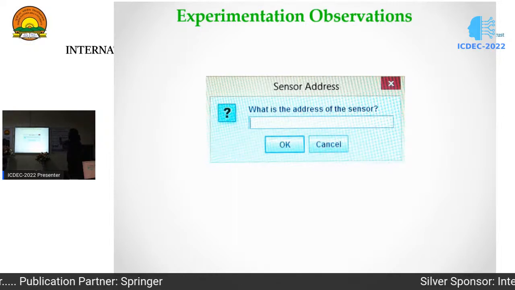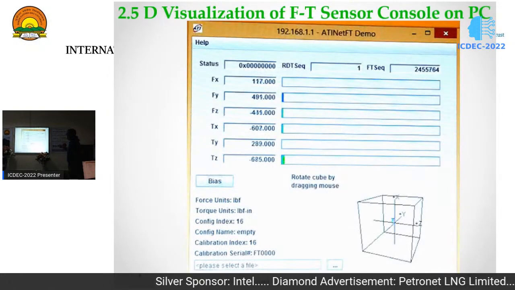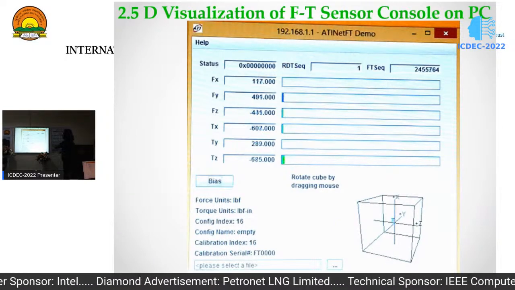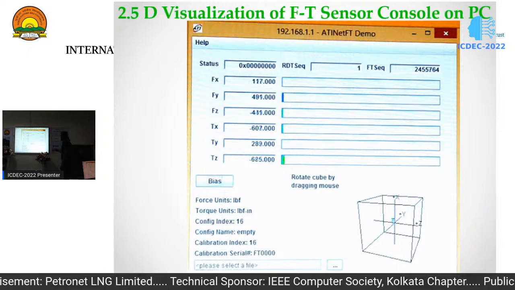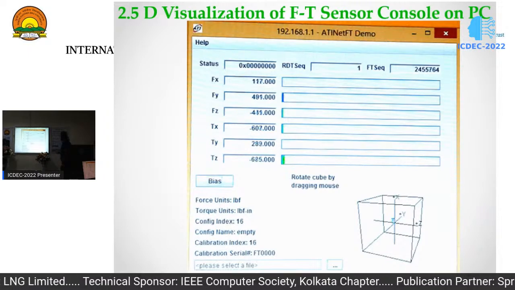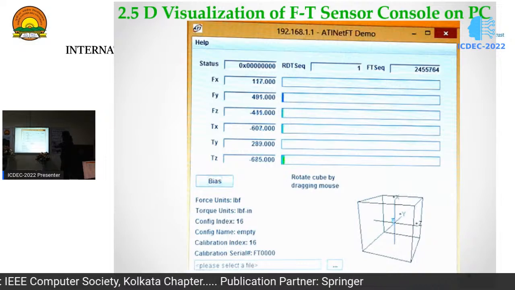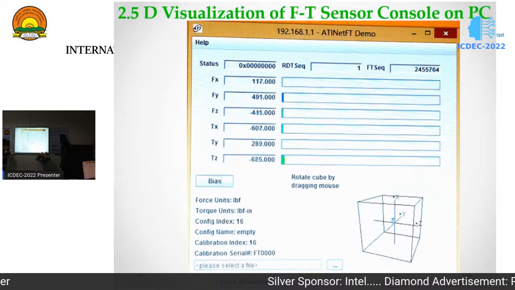Sir, 192.168.1.1, that you will have to put. After that, this is called the 3D visualization of the F/T sensor console. Sir, this is the experiment. Are you able to see FX, FY, FZ, TX, TY, TZ over there? And this is a solid box. If you hover the mouse over this cube, it is being rotated. This is the x-axis, y-axis, z-axis. If you see this torque here, this is TZ. It is somewhat green, and you can see the torque over here.